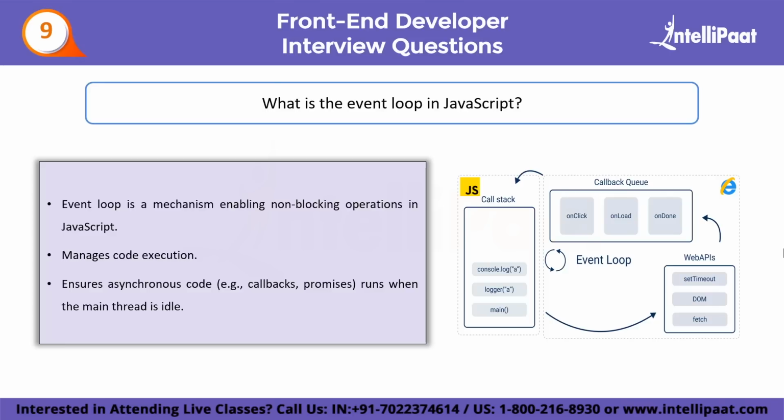Imagine you are clicking a button on a web page to load an image. While the image is loading, which is a time-taking task, the event loop allows the rest of the web page to remain responsive. When the image is loaded, it gets displayed without freezing the entire page.